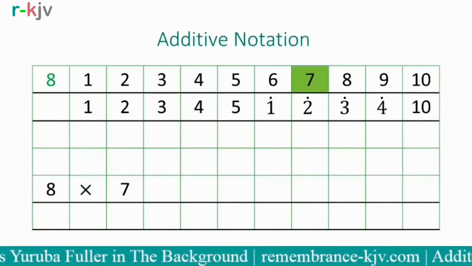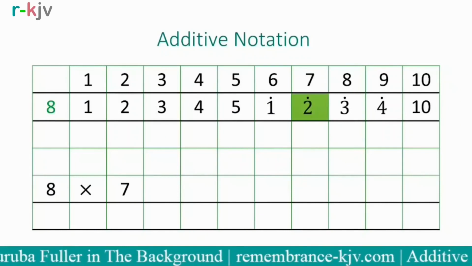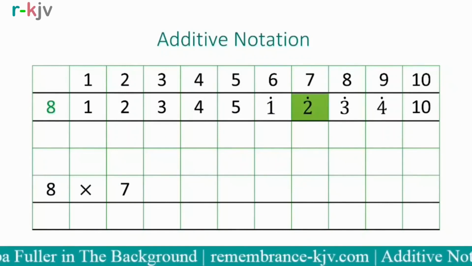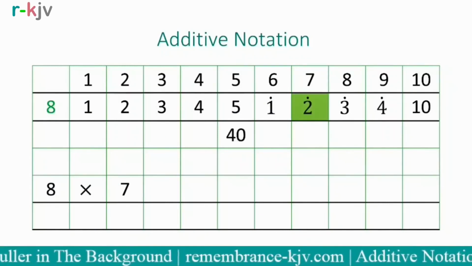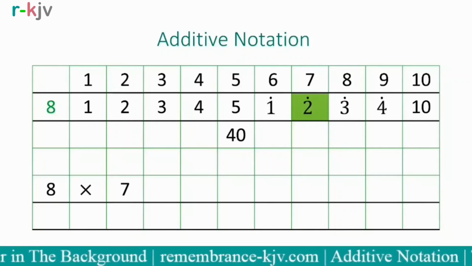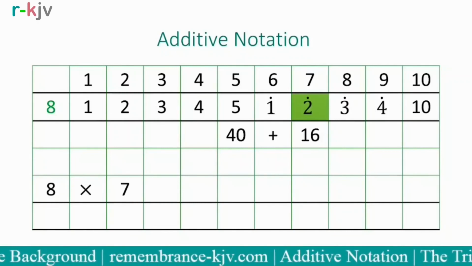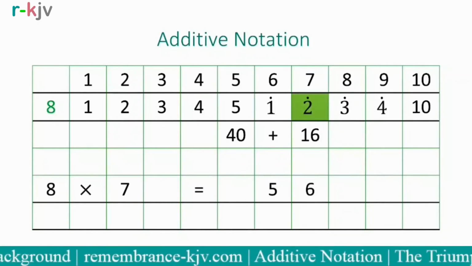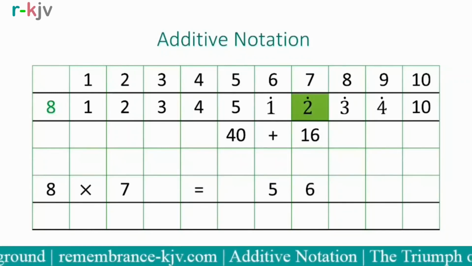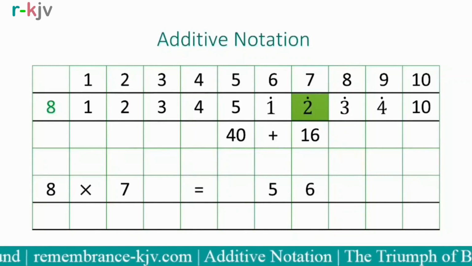8 multiplied by 7 is the same as 8 multiplied by dot 2. This is computed as 40 plus 2 multiplied by 8. 2 multiplied by 8 is 16. 40 plus 16, that's 56. So 8 by 7 is 56.